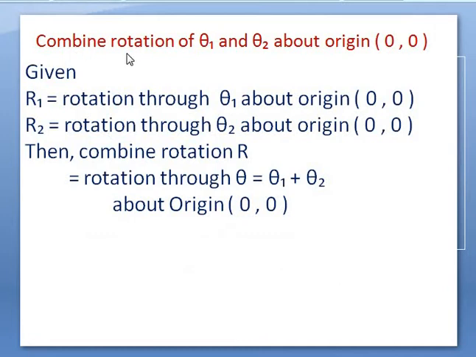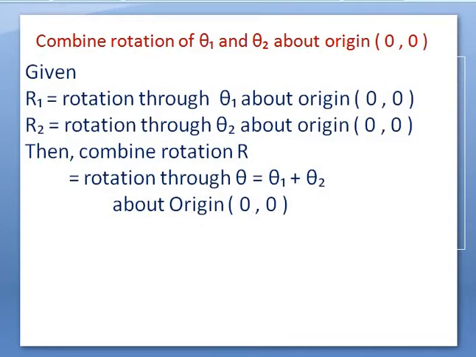Now we have the combined rotation of angles θ1 and θ2 about the origin (0, 0). We are given two rotations: R1, rotation through angle θ1 about the origin (0, 0), and another rotation R2, rotation through θ2 about the origin (0, 0). Then the combined rotation R is given by the rotation through θ, and this θ is the sum of the two angles, about the origin (0, 0).